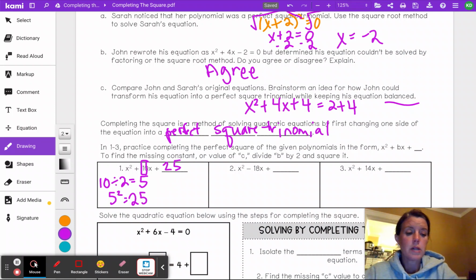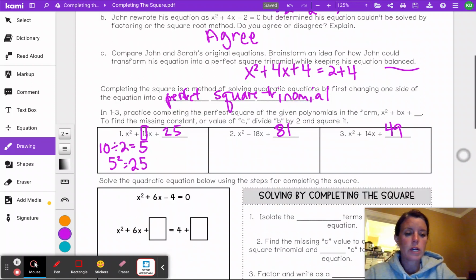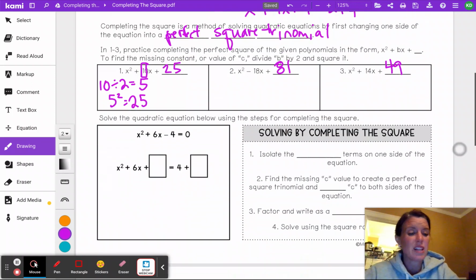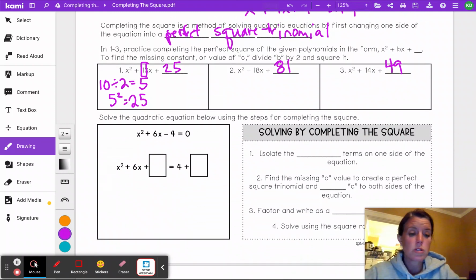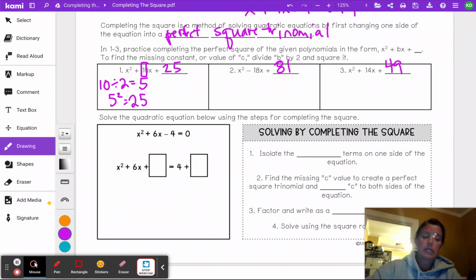If you all want to pause me so that you can see if you did these right. The next one, half of negative 18 is negative 9. Negative 9 times negative 9 is positive 81. And then this last one is 49. Half of 14 is 7. 7 squared is 49. That's it. That's why I like completing the square. See, it's pretty easy. As long as you can remember those 2 steps, it makes it pretty easy.